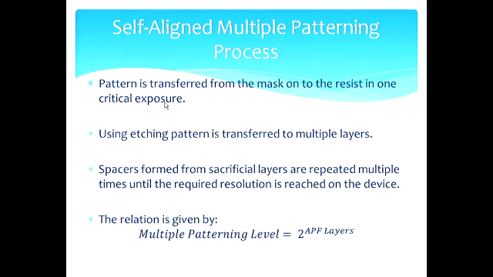Critical exposure is your critical mask, which has the device dimensions that are nearest to the ones that you want on the wafer. Then etching is used, and there are multiple layers involved. The resist does not cover the substrate directly. Depending on the feature size that you require on the wafer, there will be multiple layers through which the pattern will be transmitted before it reaches the wafer.